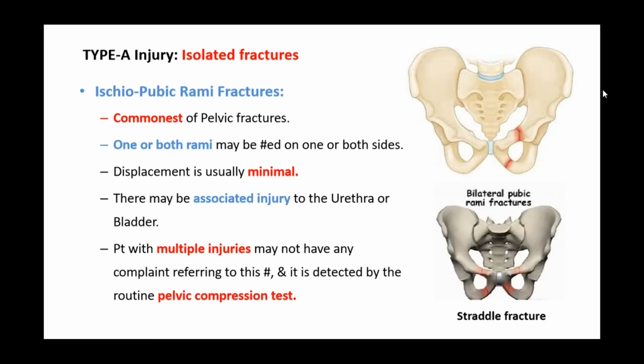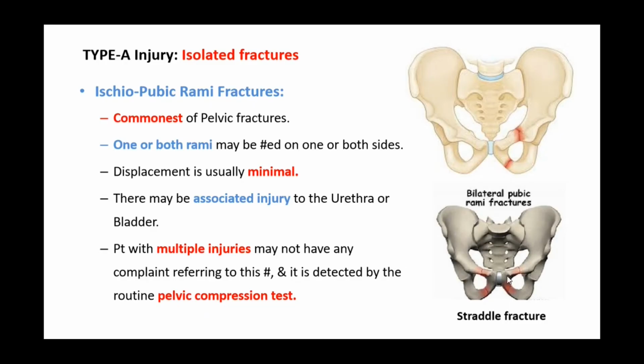Now let's discuss them in detail. Type A injury, isolated fractures. As we have already discussed, in type A injury, the pelvic ring is stable and displacement is insignificant. So ischiopubic rami fracture is a very common example of this type of injury. One or both the rami may be fractured, and they may be fractured on both the sides.